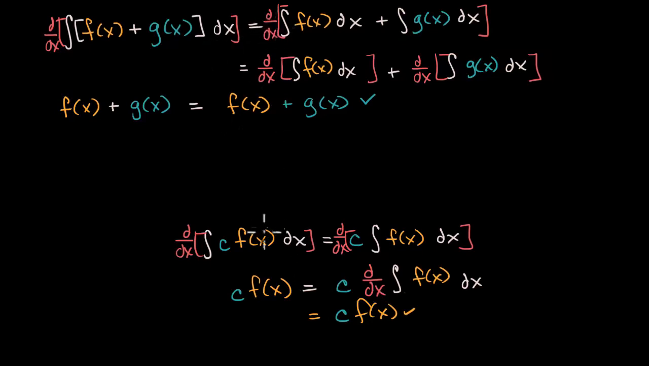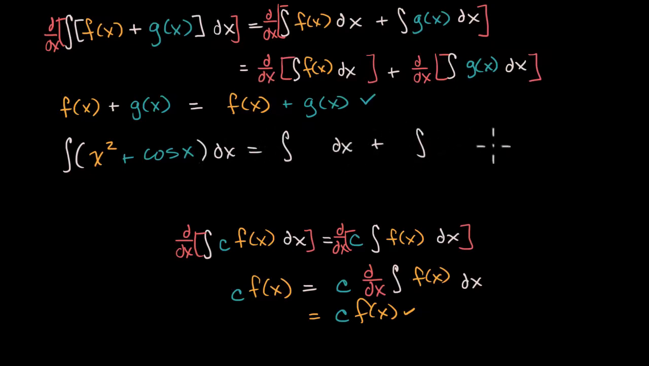But the more important thing is that you know when to use it. So for example, if I were to take the indefinite integral of, let's say, x squared plus cosine of x, we now know, and it's going to be useful in the future, that this is the same thing as the integral of x squared dx plus the integral of cosine of x dx. So this is the same thing as that plus that, and then you can separately evaluate them.